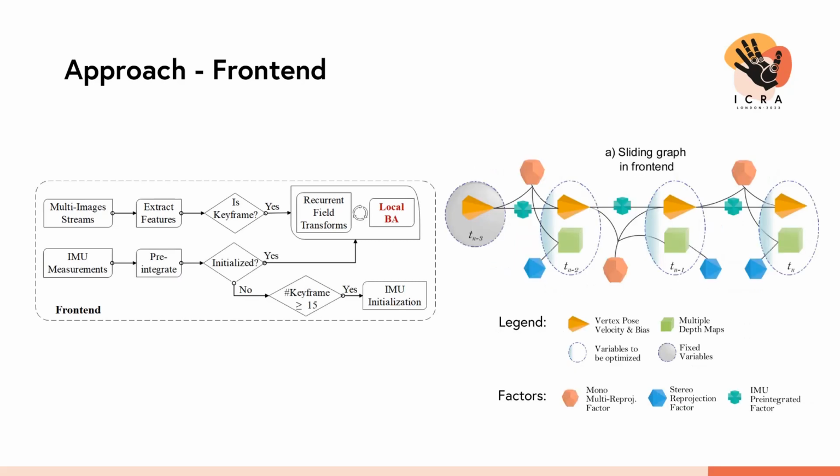On the branch below, IMU measurements are pre-integrated between consecutive keyframes. With enough motion, we conduct IMU initialization to establish the gravity direction, body velocity, and IMU biases. The key to our front end is the local bundle adjustment, optimizing jointly the vertex poses and the depth maps with the projection factors and IMU pre-integration factors. Note that we also compute stereo reprojection based on the extrinsics between different cameras.